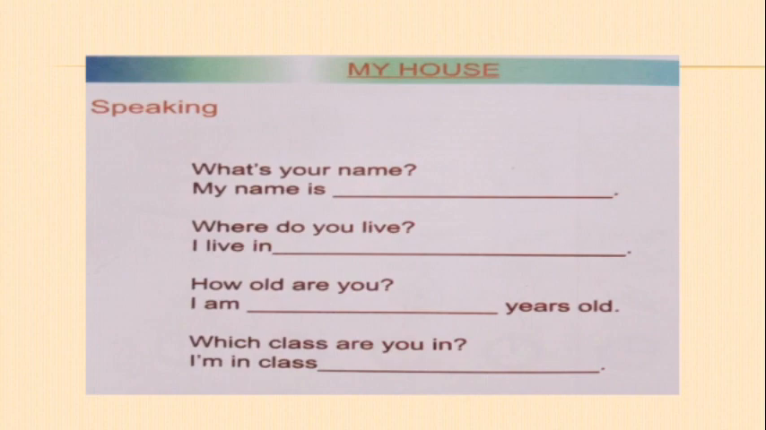The second question is, where do you live? Then you have to answer, I live in, for example, Yelahanka New Town. Or if you live in Attur, you have to say, I live in Attur. The third question is, how old are you? Then you have to answer, I am, for example, 7 years old. Or if your age is 8 years, you have to say, I am 8 years old.